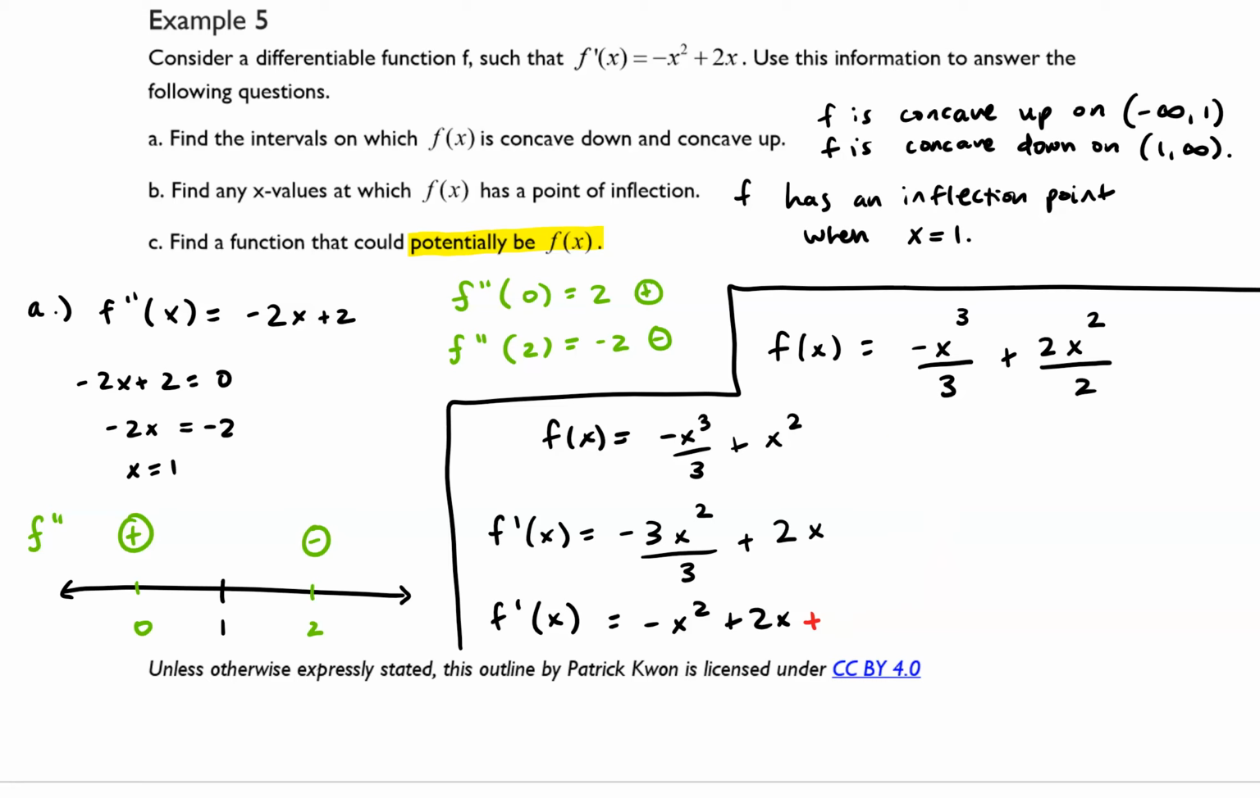I'm just going to put plus c here, and plus c in mathematics, in calculus especially, is known to be like plus some constant. So this is our final answer for part C of this question. And that wraps up this section.